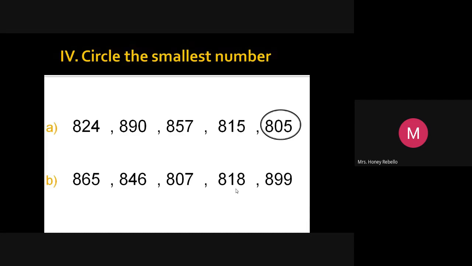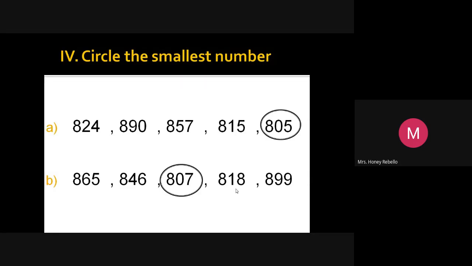Hundreds place all 8. Now check. First number 65. 46. Keep in your mind. Then 7. 18. 99. Now circle the smallest number. 807.